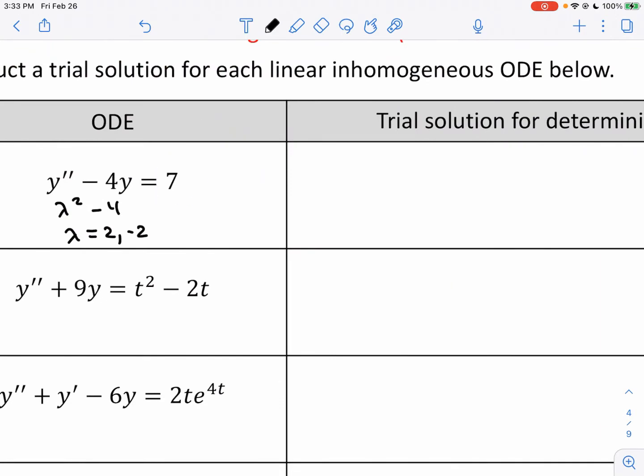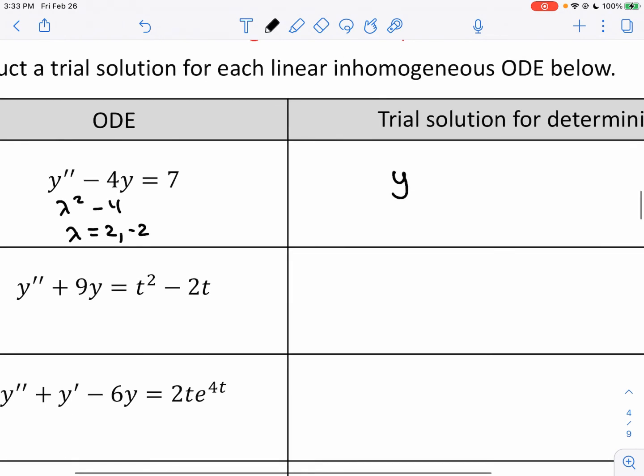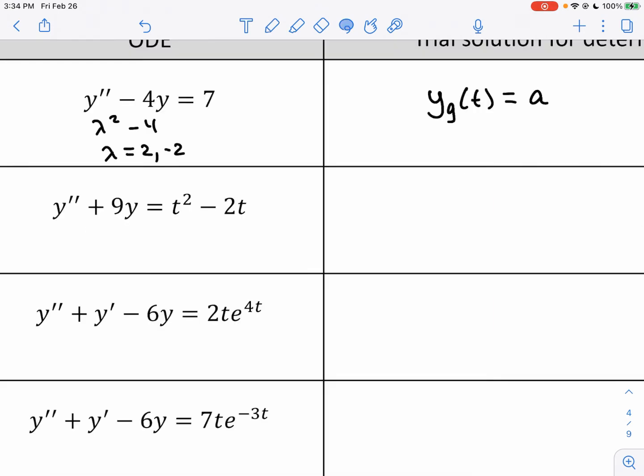So let's assume that all of these functions over here are the g of t's. So I'm going to use g as my subscript. So our y sub g of t will just be an arbitrary constant. That's it. Here's another example where we have a polynomial. It's a higher degree this time.